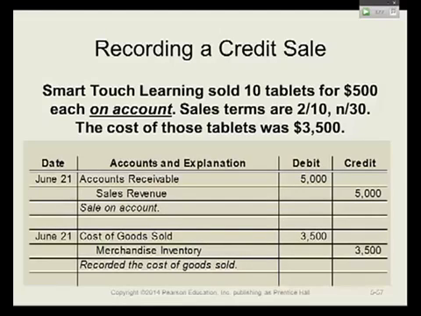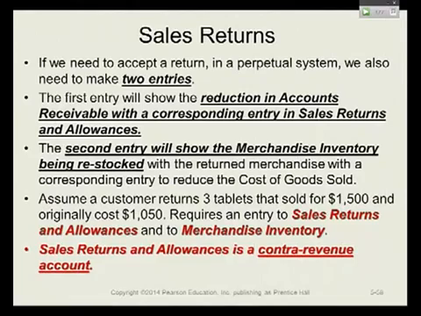So when we now look at sales returns separately, we're going to treat them differently from sales allowances. There are 2 entries that we're going to be dealing with. Let me get the right screen up there, I'm sorry. So you have to make 2 entries. The first one, if you have a sales return, you have to reduce accounts receivable, and there's going to be a contra account called sales returns and allowances. The second entry is going to reduce the inventory and the cost of goods sold.